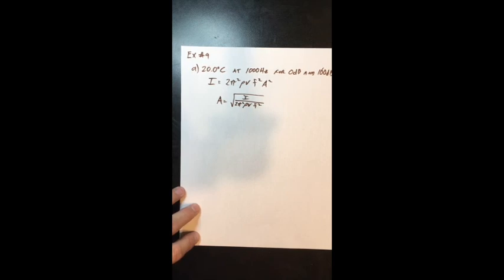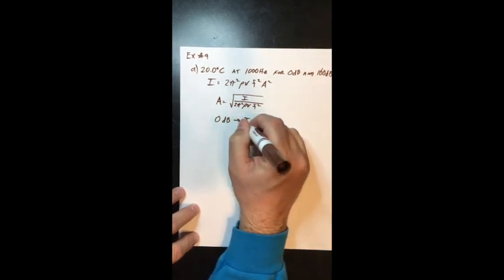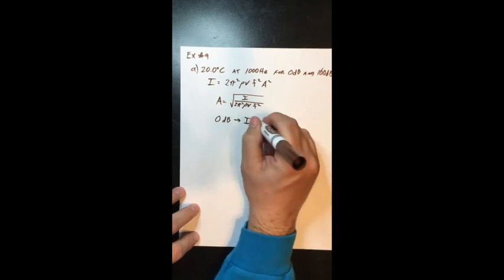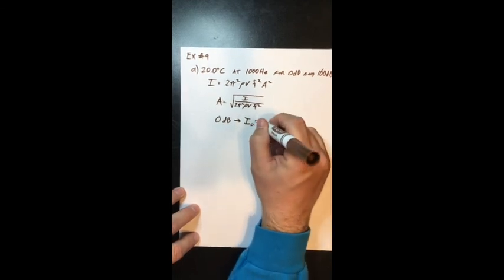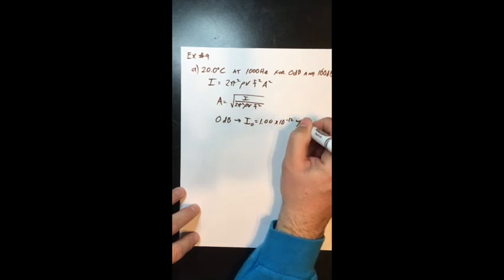All right, so with a 0 decibel intensity level, that means that our intensity, I, is actually I naught, which is 1.00 times 10 to the negative 12 watts per meter squared.